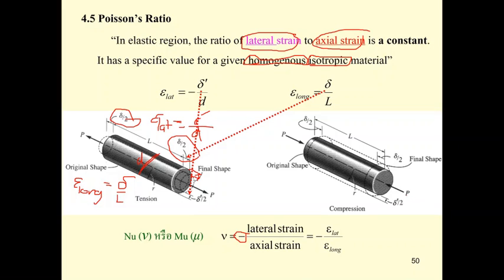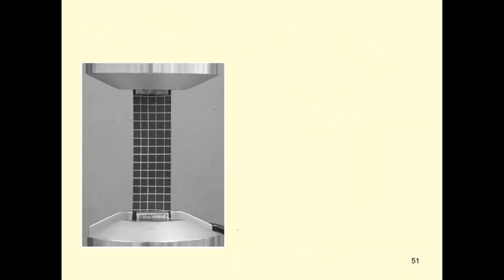For compression, if you compress this, it's the same thing. However, when you compress it, the diameter is going to get larger, so the lateral strain is going to be positive. And then, when you put it into this equation, due to the negative sign, mu is always positive.